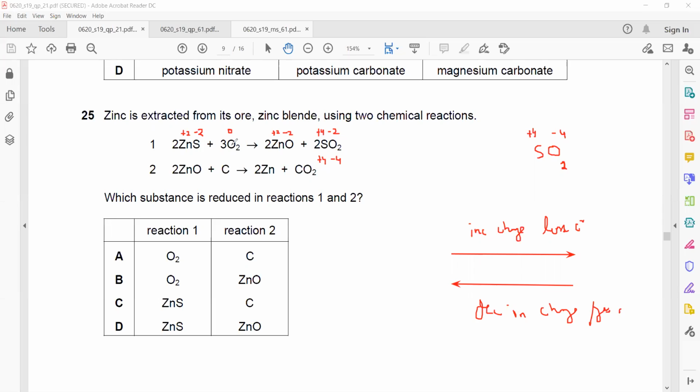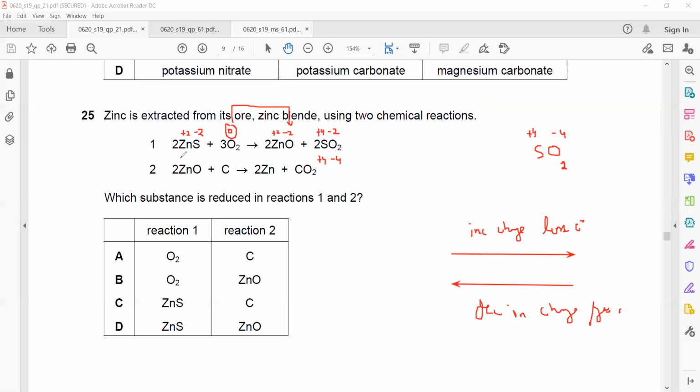So you can see for oxygen, it is 0 in the beginning, and in one of the compounds, the oxygen is -2. If 0 changes to -2, what do we call this? Because there is a decrease in charge, we call that reduction. So for which substance did reduction happen? It happened for oxygen in reaction 1.